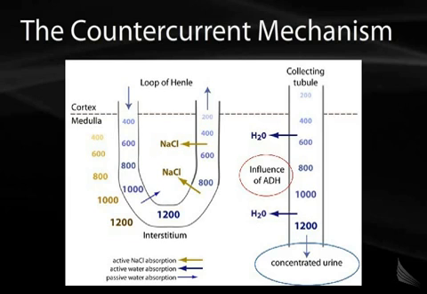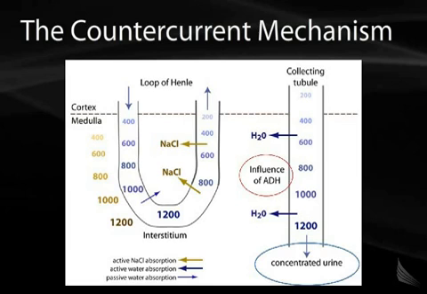The thin descending limb of the loop of Henle is permeable to water only. Therefore, water is reabsorbed, but solute isn't. The urine that then leaves the thin descending limb is hypertonic, as all the water has been reabsorbed. In the thick ascending loop of Henle, the opposite is true. The thick ascending limb is permeable to solute alone and not water. Therefore, solute is reabsorbed, creating a more dilute urine.